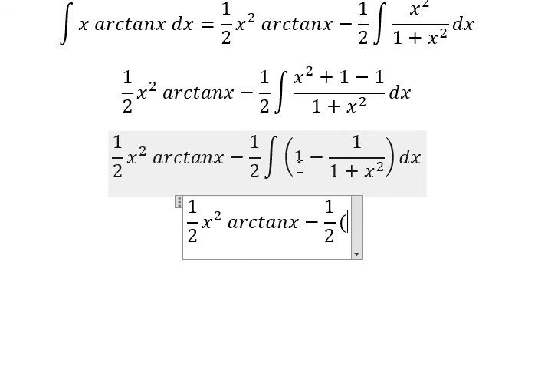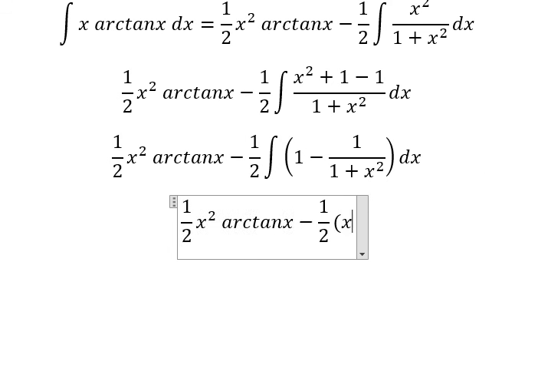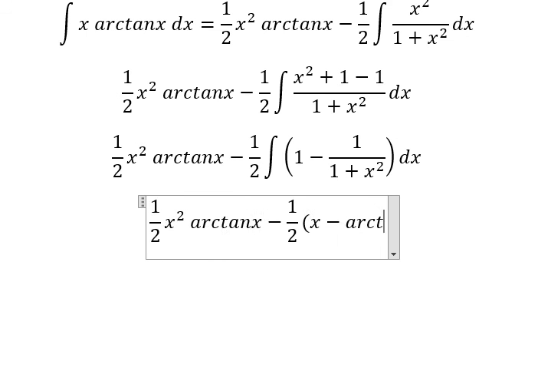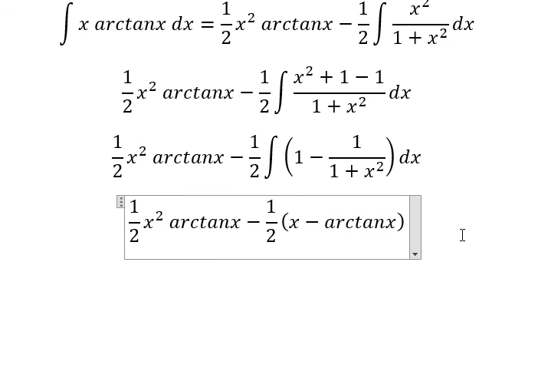The integration of the number 1 gives you s. The integration of 1 over 1 plus s squared gives us arctan(s). And then we add c.